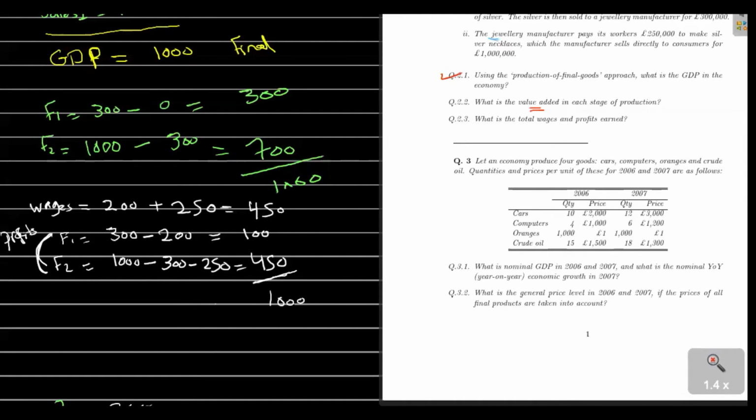Okay, so you see, it doesn't matter which approach you followed. So basically, the idea here is that if there are no measurement errors or no omissions at all, then you should end up with the same calculation for GDP, no matter which method you have followed. So that's basically the first question.